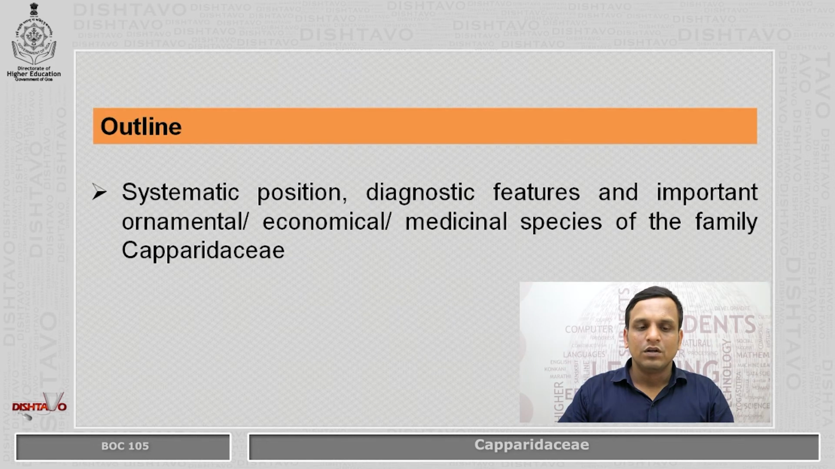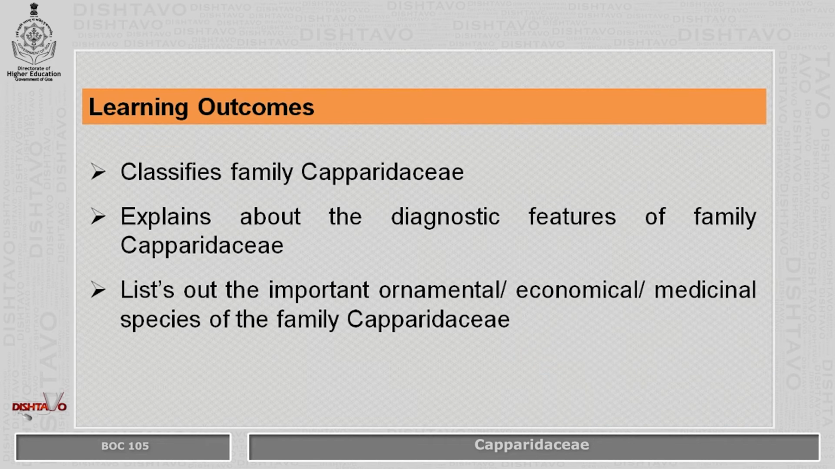This module highlights the systematic position of family Caparidaceae according to Bentham and Hooker's classification, the diagnostic features of the family, and important plants in the family. At the end of this module, we should be able to classify family Caparidaceae, explain various diagnostic features seen in the family, and list out some important plants in the family.